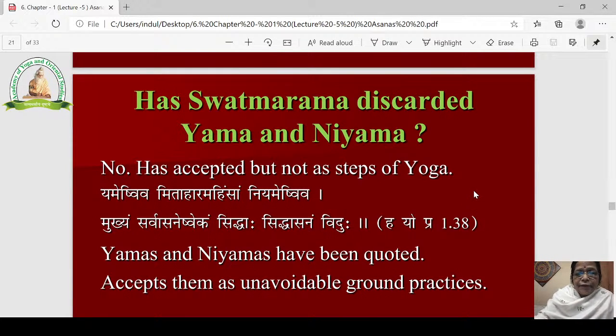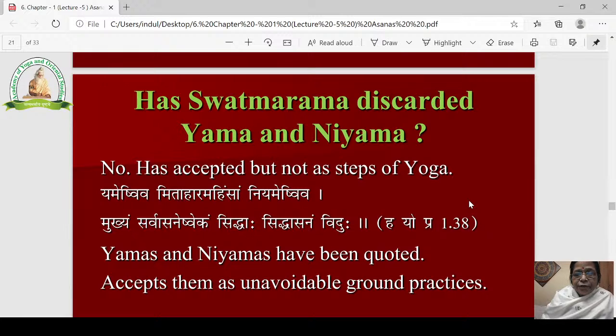Now, we saw that Swatmarama Swami in Hatha Yoga Pradipika considers asana as the first step. But in Patanjali, we see that asana is the third step and the first two steps are yama and niyama. Then should we think that Swatmarama Swami has discarded yama and niyama and thinks that they are not required for yoga? No. He has accepted yama and niyama but not as steps of yoga.